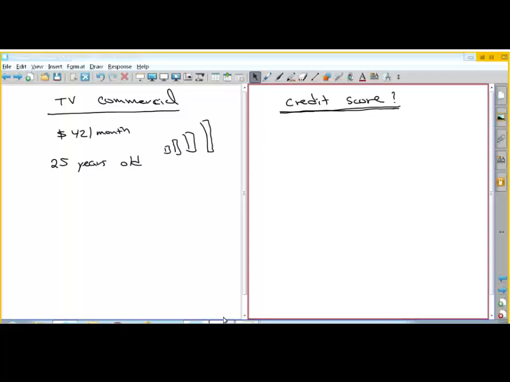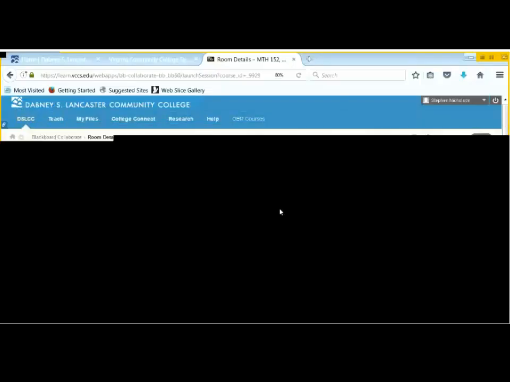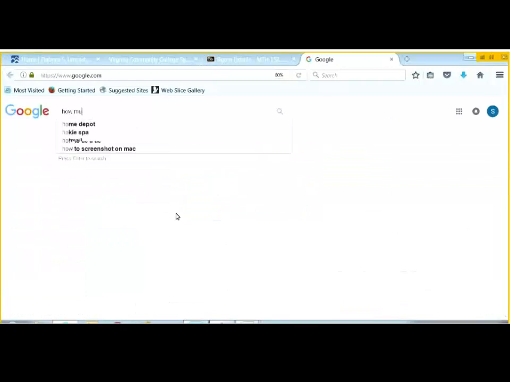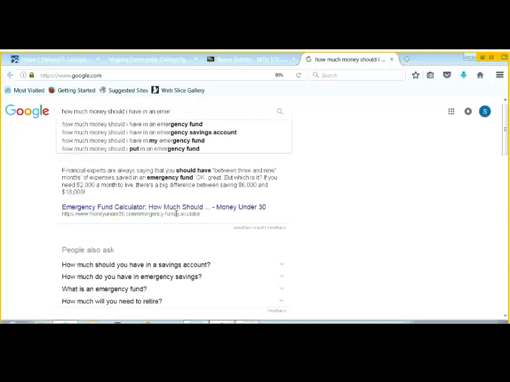Well, we could look it up online. Let's just see what it is instead of just making this up. All these things nowadays you can find, and again, be careful about where you go. You don't want to be reading fake news or fake investment advice. But yeah, so if I said how much money should I have in an emergency fund? There you go. So here it is.